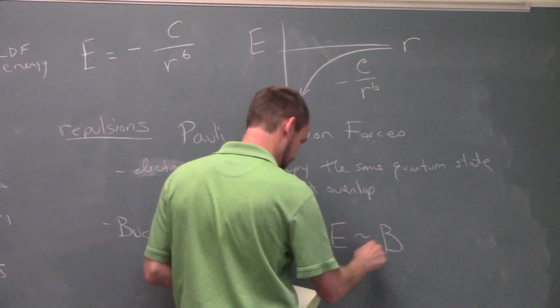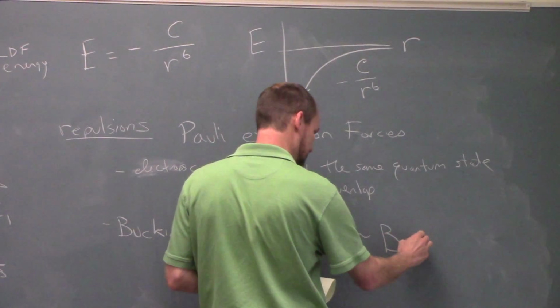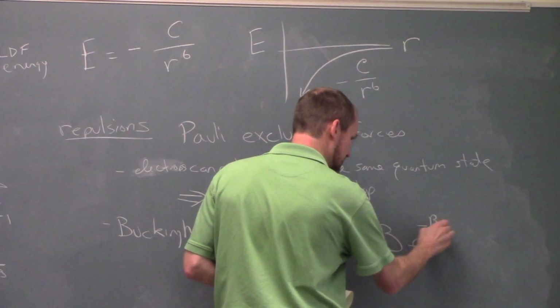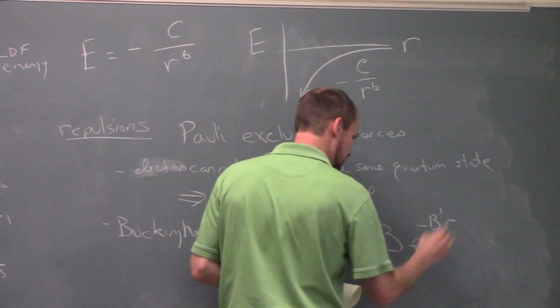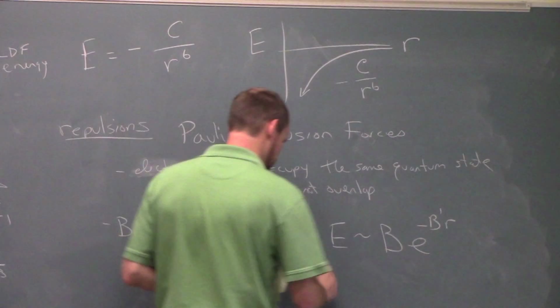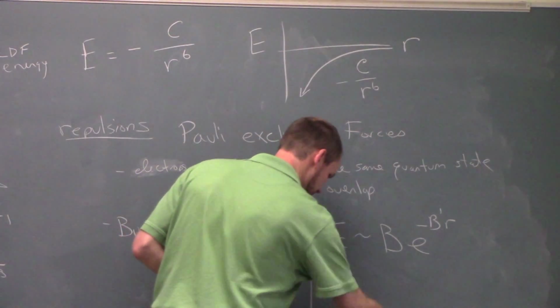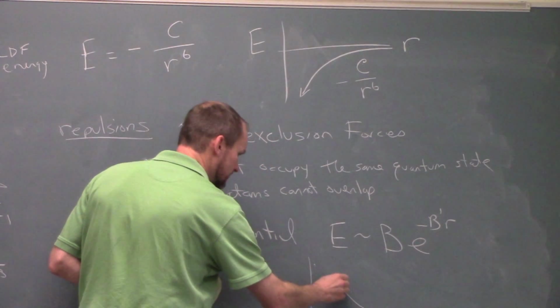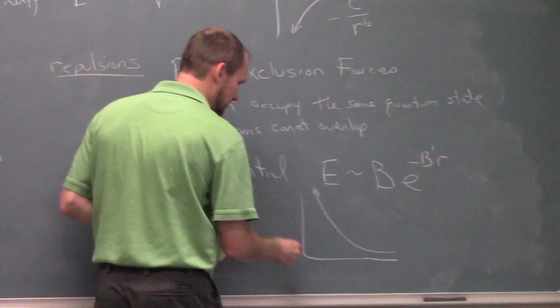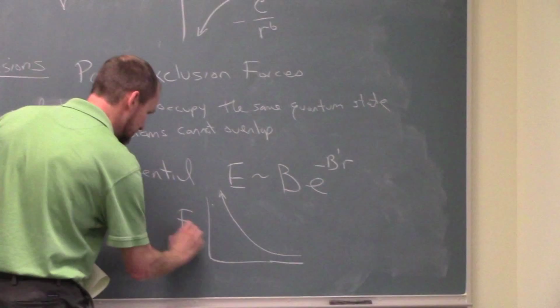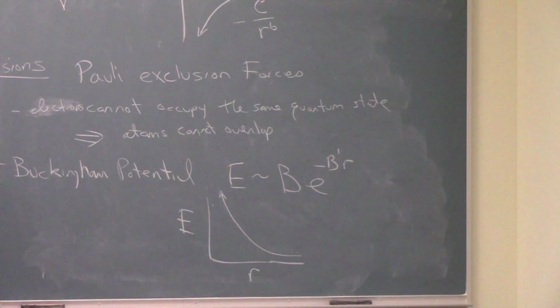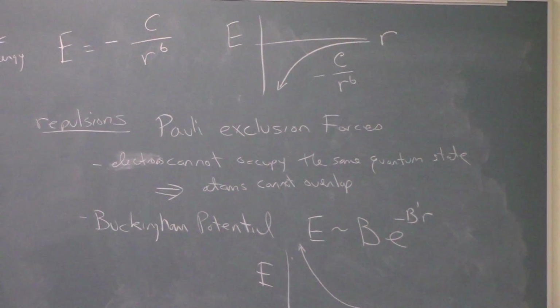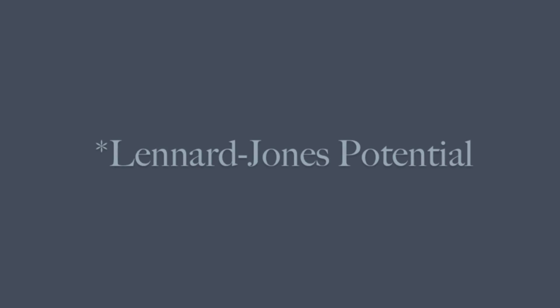It looks like the energy goes like some constant times e to the minus B prime r. So the energy is basically an exponential in r, and it goes up to infinity exponentially. There's energy and there's r. So as you get close to overlapping, there's this exponential repulsion between the atoms.